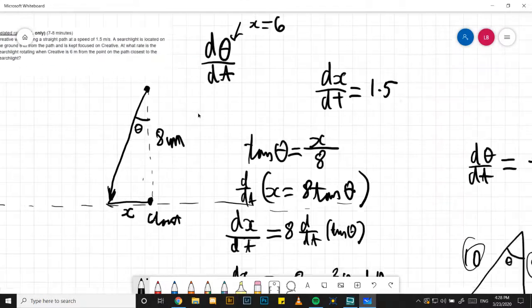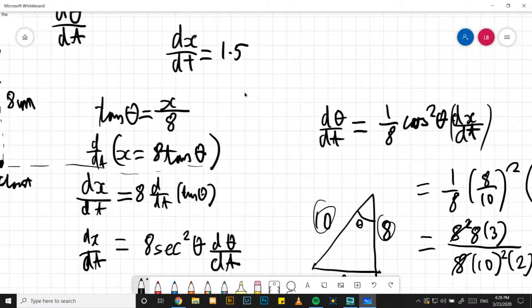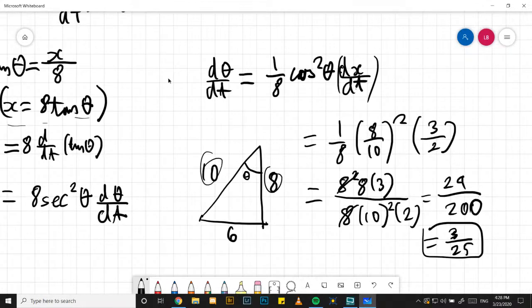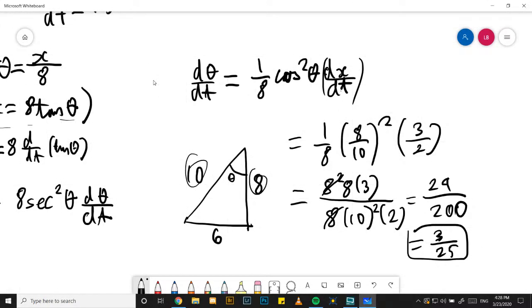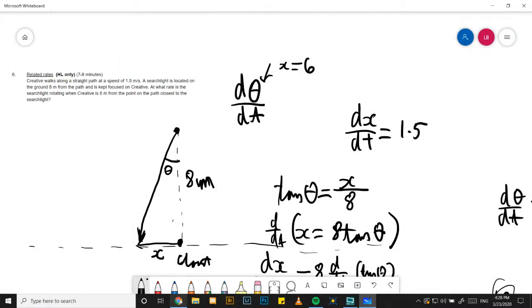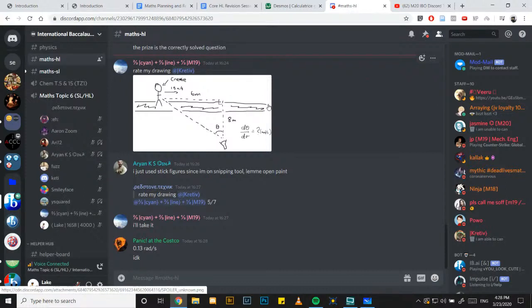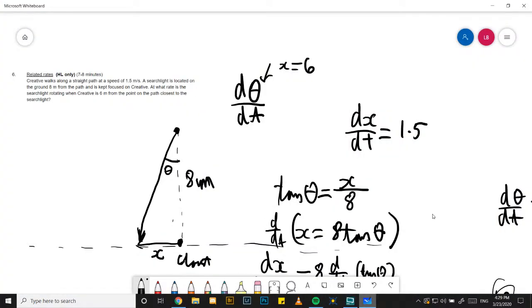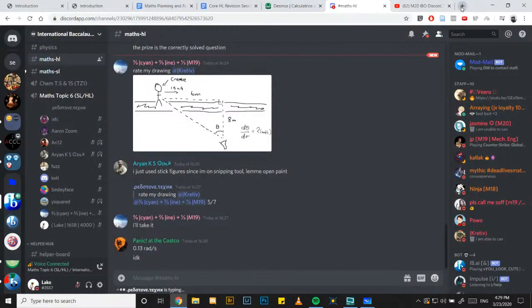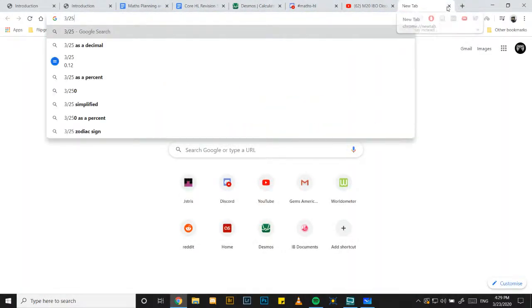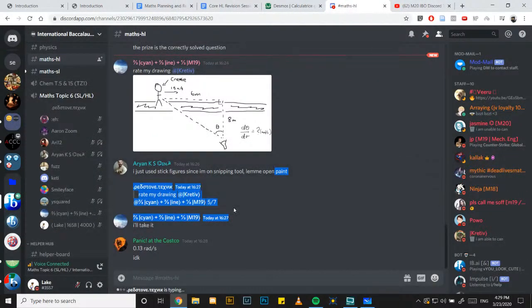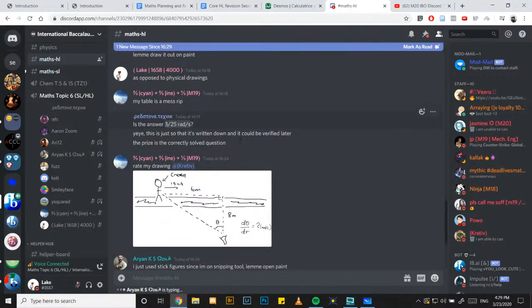So yeah, that's what that is. Wait. Did I do that correctly? Yes, I did. That was correct. Yeah. Cool. So now, 0.13 rads per second. I don't know. What does that mean? It's 3/25. Yeah, 0.12. 0.13. We might have made some mistake, I'm not sure. Yeah, 3/25 rads per second.